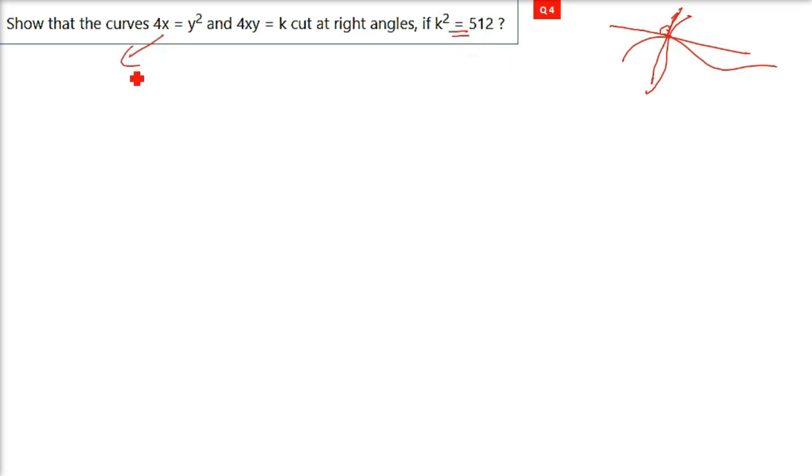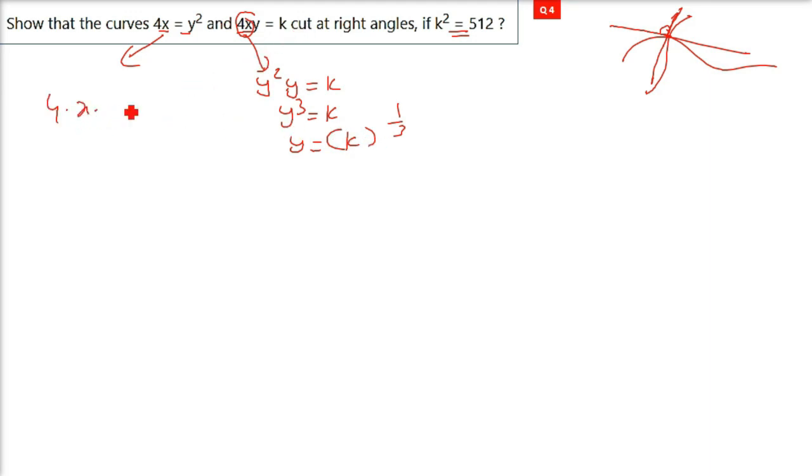So let us differentiate it now. So we have 4x equals y square. We have to find the points first. In order to get them, we have to solve these two equations, 4x equals y square and 4xy equals k. I am replacing y square by 4x. So y square into y equals k, y cube equals k, y is equal to k raised to 1 by 3. So just put it anywhere: y equals k raised to 1 by 3.